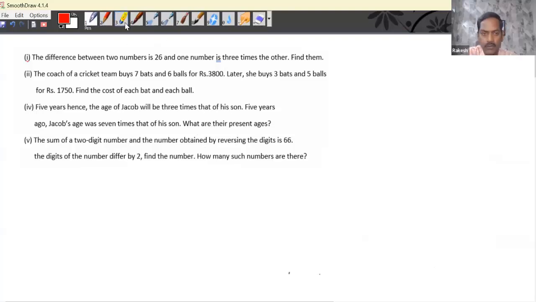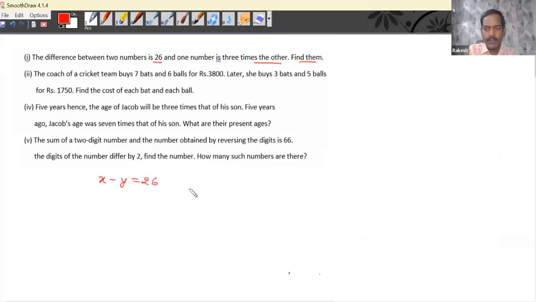Okay, let's take the first question. Here it says that the difference between two numbers is 26 and one of the numbers is 3 times the other number. Find them. You have to find two numbers. Do we know any one of them? No. So we have to introduce two variables. So let us assume that the two numbers are x and y. It says that the difference between the two numbers is 26. That means x minus y is equal to 26.